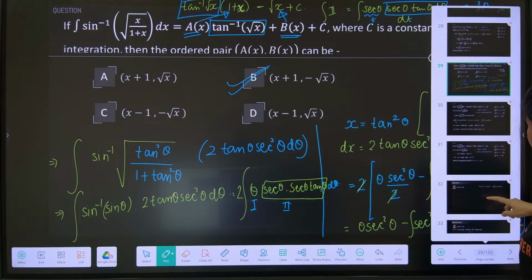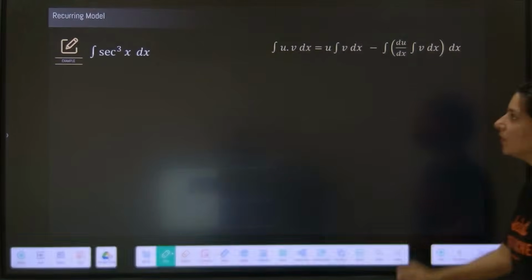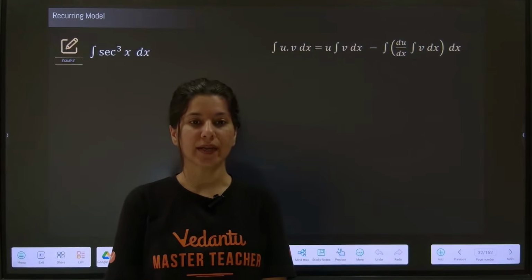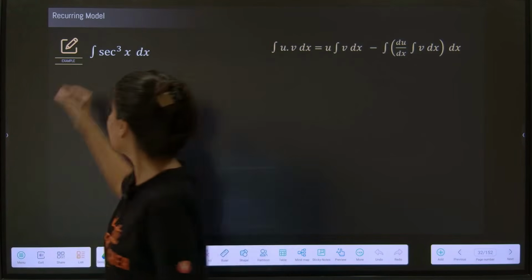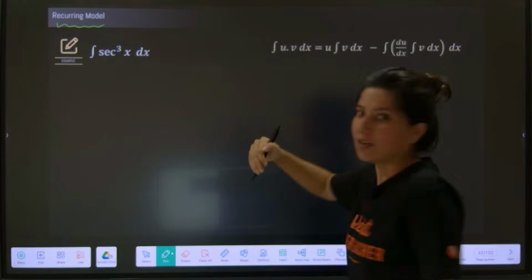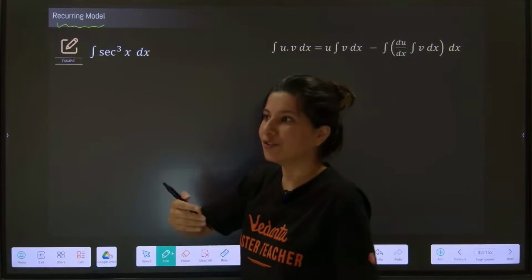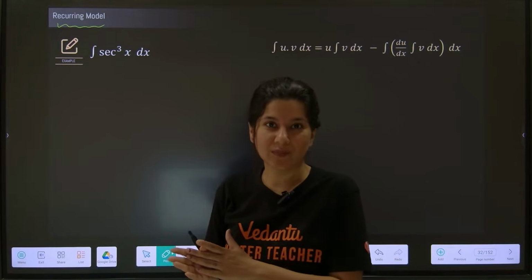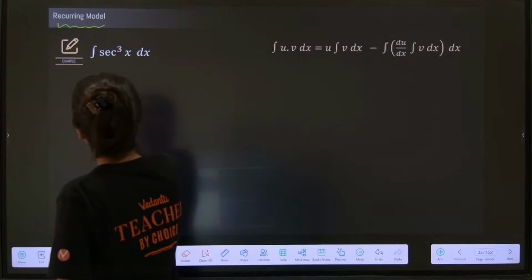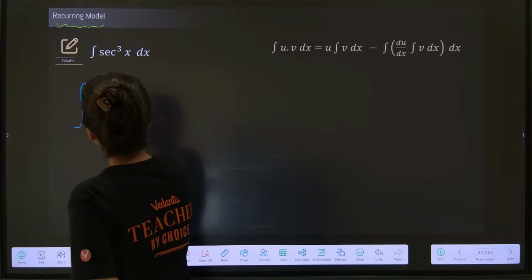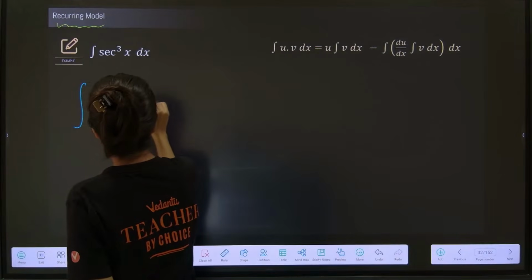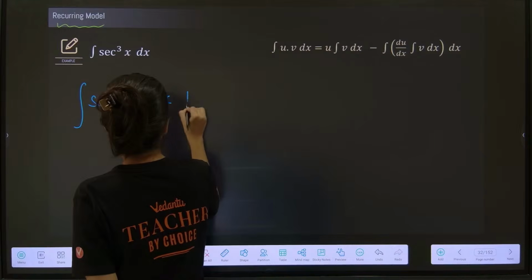Good question, right? Now, how to integrate sec cube x? And this is a recurring model. That means sometimes you start with something and you get the same thing. Okay. So let's start at sec cube x. So what I'm going to do is, sec cube x can be written down as sec square x sec x dx.